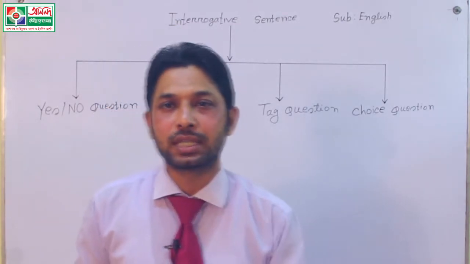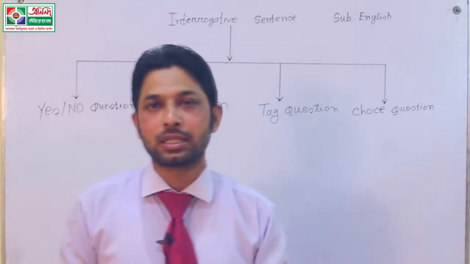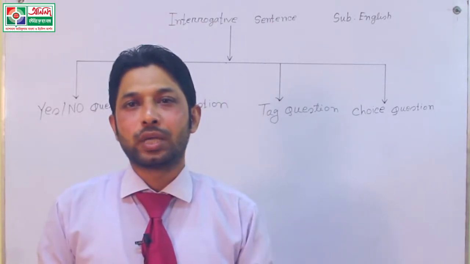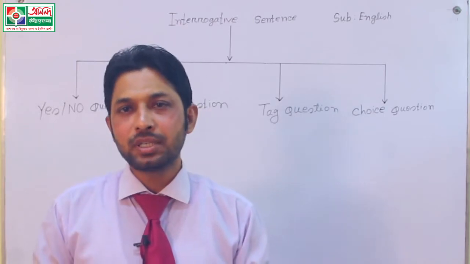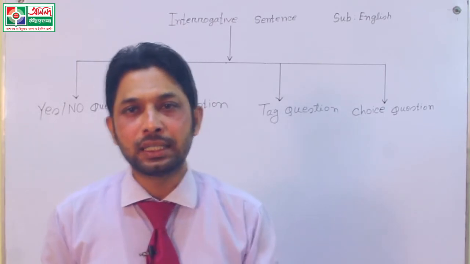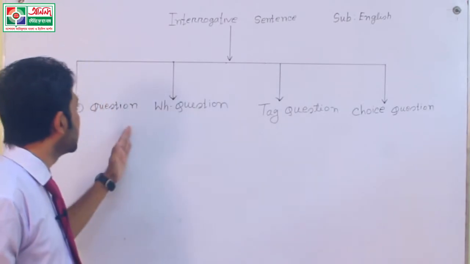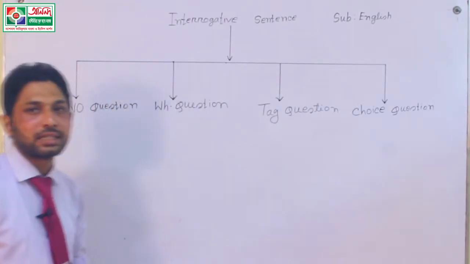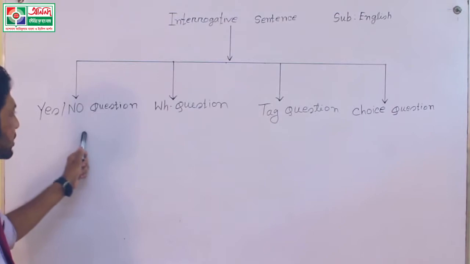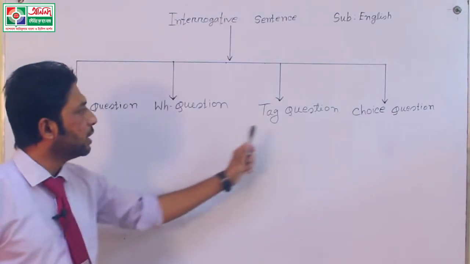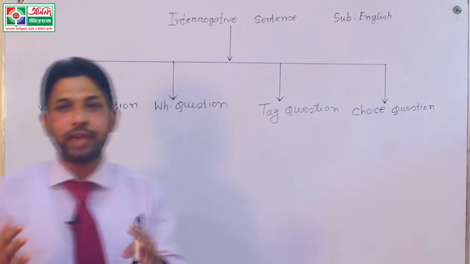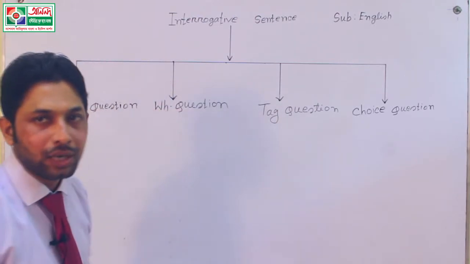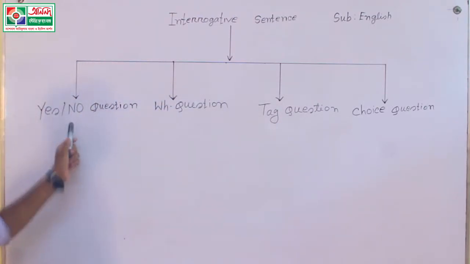Now I am going to discuss the types of interrogative sentence. My dear students, generally there are 4 types of interrogative sentence, and I have already written them on the board. What are they? They are yes no question, WH question, tag question, and finally choice question. Now I am going to discuss them one by one. My dear students, first of all, yes no question.